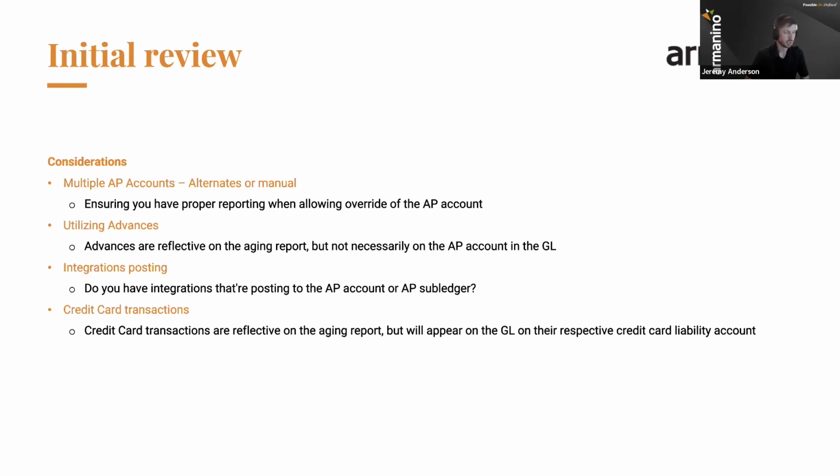Another thing is integration posting. If you have something like a bill.com posting to your subledger, just be aware of everything that's going in and out so that you can be mindful when we're reconciling. Another part is credit card transactions. Some of you may know that credit card transactions will show up on an aging report when they're not paid. These will then show up on the GL in their respective credit card liability accounts. So same thing with the advances, or if you have multiple AP accounts, just be aware when pulling the totals for your general ledger versus your AP aging.